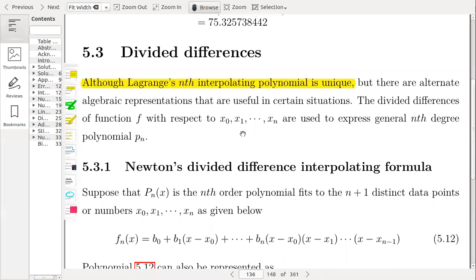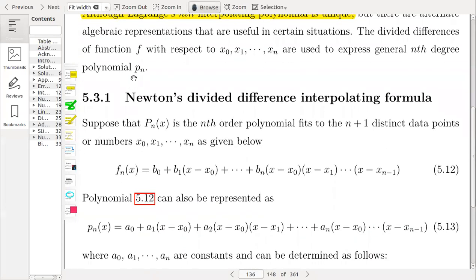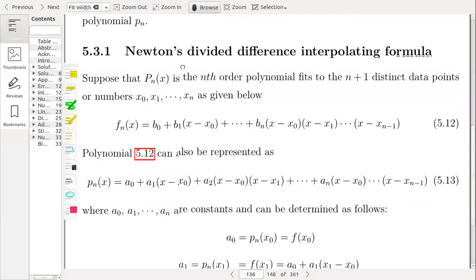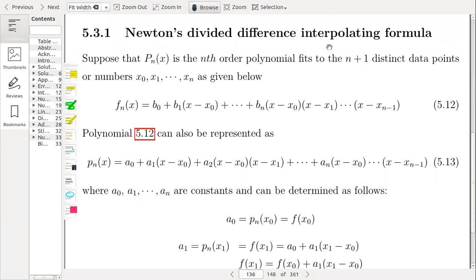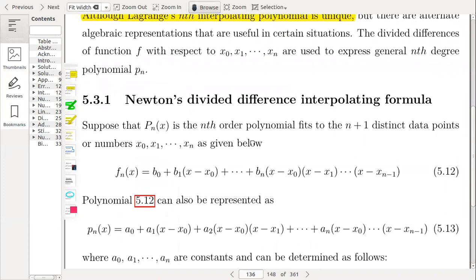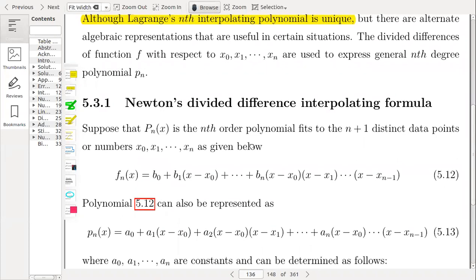So the divided differences of the function with respect to the independent variables or nodes, and the values at different numbers, are used to express the general nth degree polynomial denoted by Pn. So we will discuss this Newton's divided difference interpolating formula.